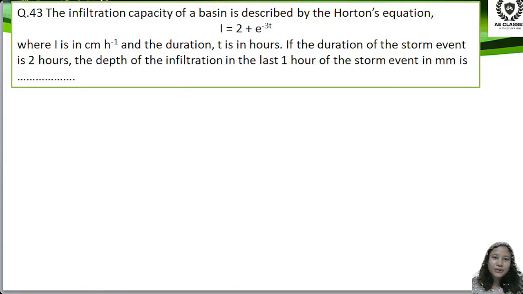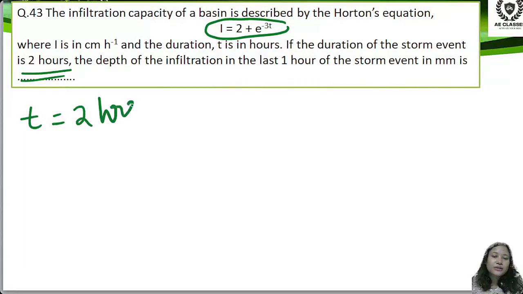Let's have a look at this question. Infiltration capacity of a basin is given by Horton's equation, I equal to 2 plus e to the power minus 3t, where I is the infiltration capacity in centimeter per hour, and duration t is in hours. If the duration of the storm event is 2 hours, so t is given as 2 hours total.